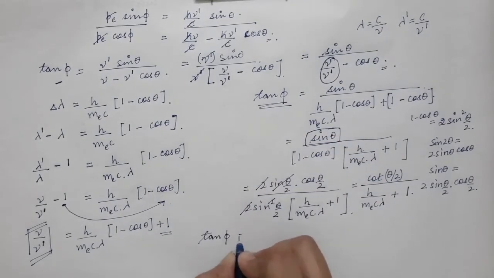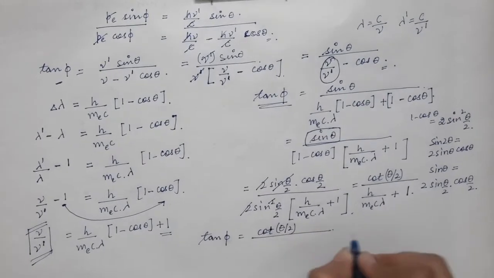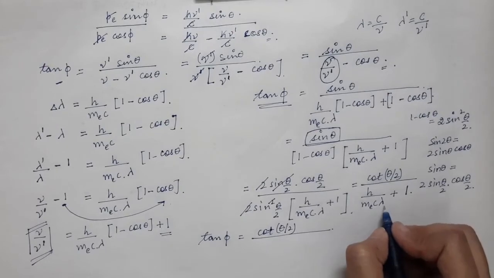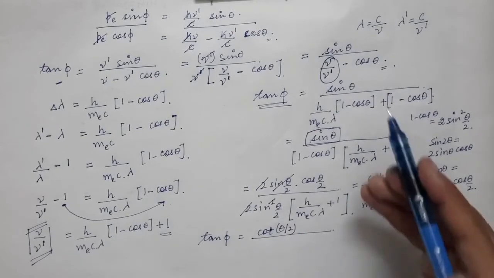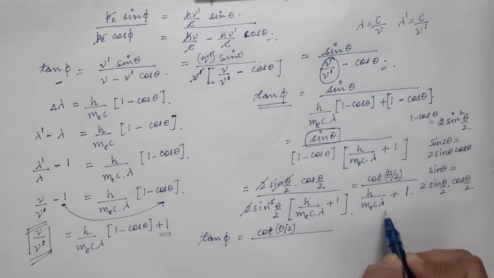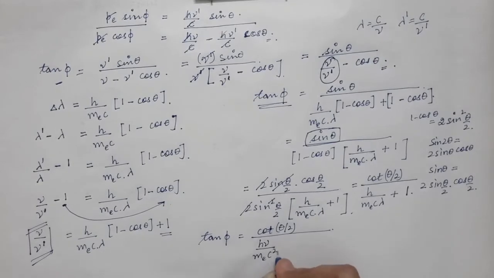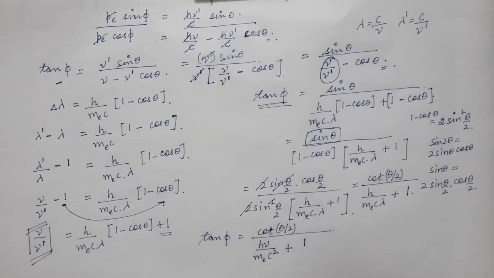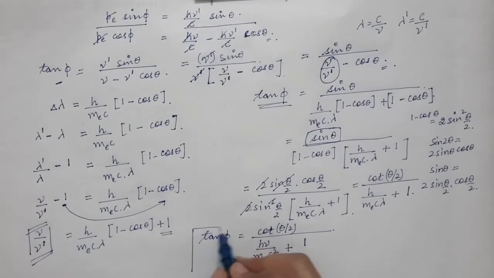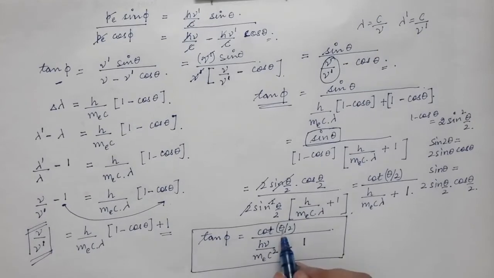So tan of phi is equal to cot of theta by 2 divided by h by m_e c, and instead of lambda we are going to write c by nu. So when you write c divided by nu, that will be nothing but h nu by m_e c square plus 1, as it is. So this is the final expression we have got of phi in terms of theta, and nu over here is the frequency of the incident photon.